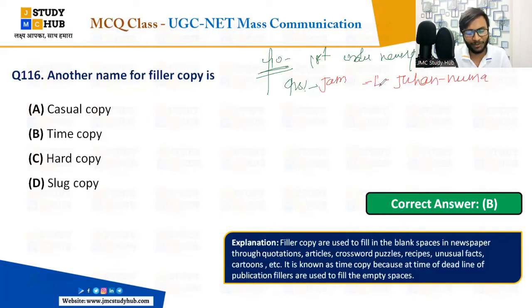Yes, Jam-i-Jahan Numa was the first Urdu newspaper. And who was the founder? Yes, very good, Harihar Datta, in the year 1822. And it was published in Kolkata.